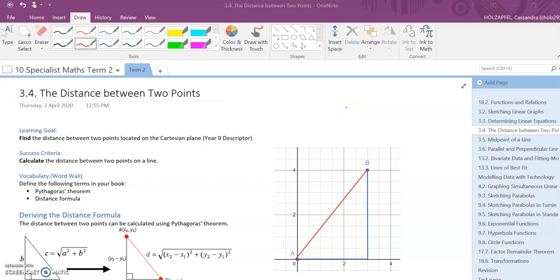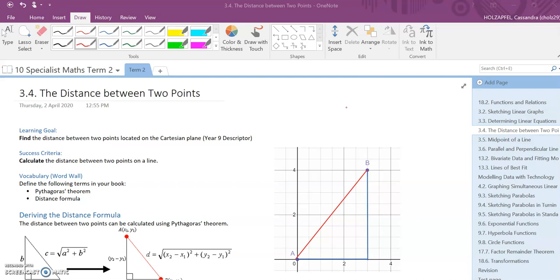Hey guys, welcome back. So today what we're going to be looking at is the distance between 2 points located on the Cartesian plane. To do this successfully, we're going to calculate the distance using the distance formula. So vocabulary words for today to define in your books will be Pythagoras' theorem and the distance formula.